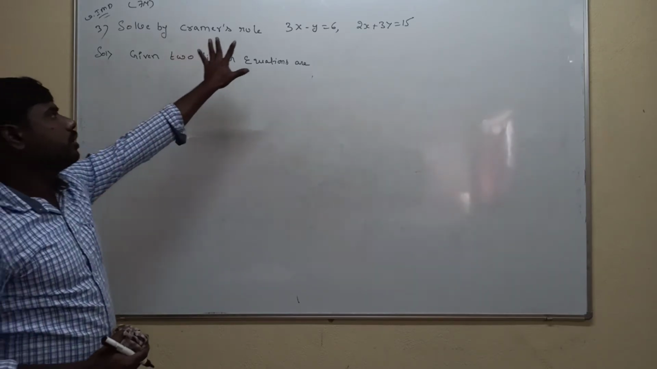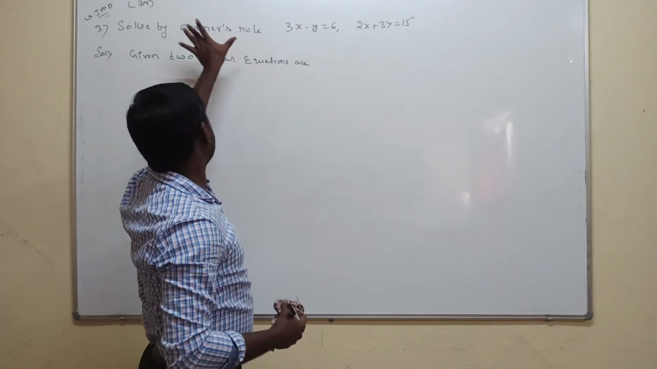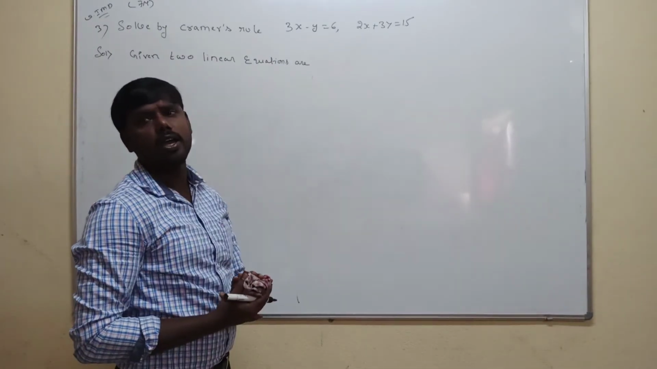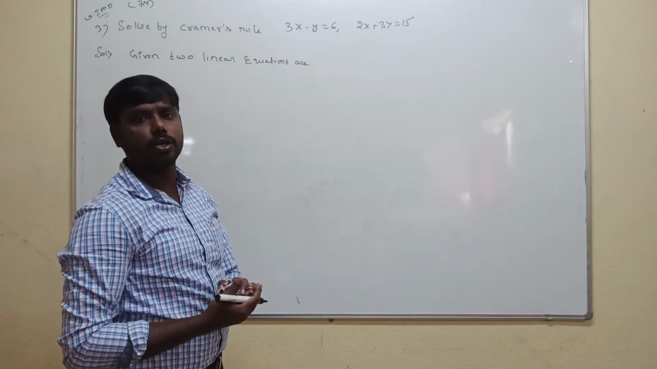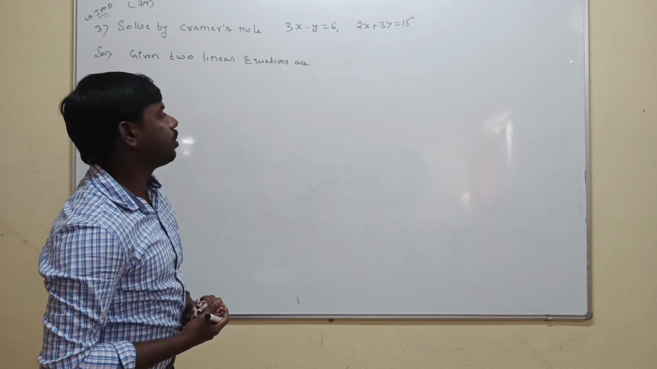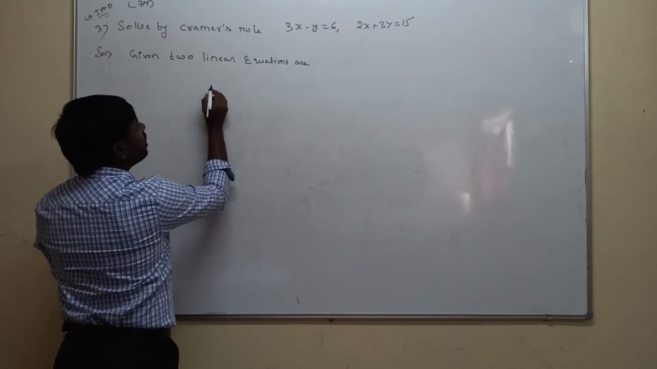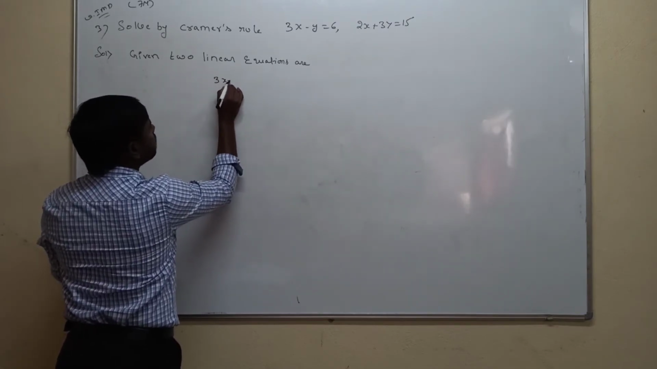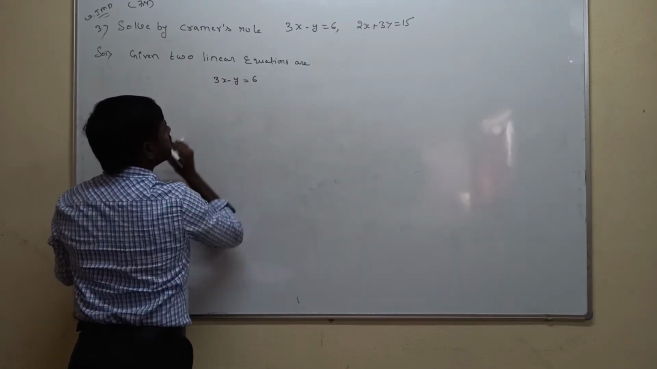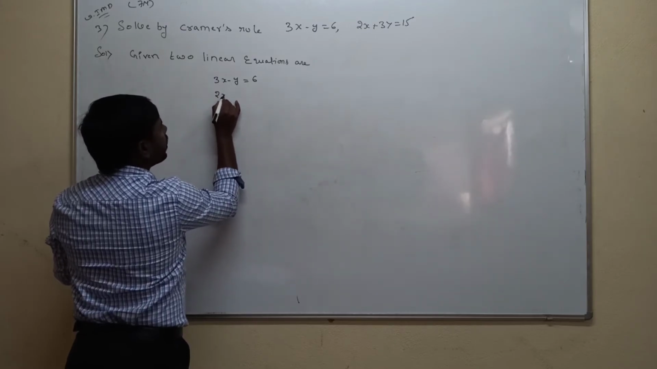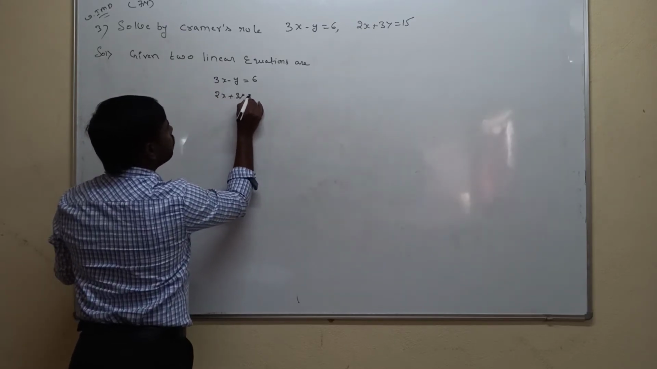So now, the given two linear equations, by using Cramer's rule, how to find the x value. I think everyone understood how to find the x value. So now we are going to the solution. The given two linear equations are 3x minus y is equal to 6, and the second equation is 2x plus 3y is equal to 15.